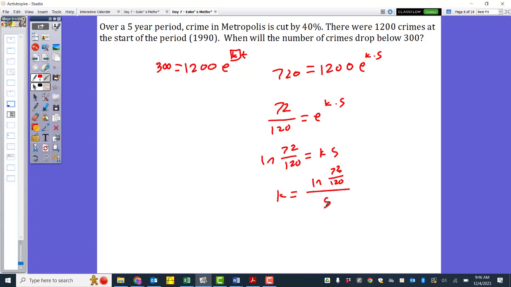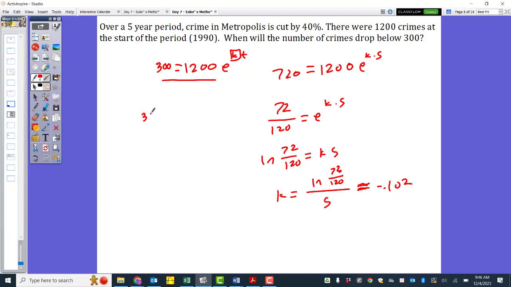Plug into the calculator. Now, when we plug this into the calculator, we want to make sure that we are storing our decimal so we can get as accurate a value as possible. And so we get k is approximately negative 0.102, but this is not exact, this is our approximate. We want to store this value, and then we can use it in this equation right here.